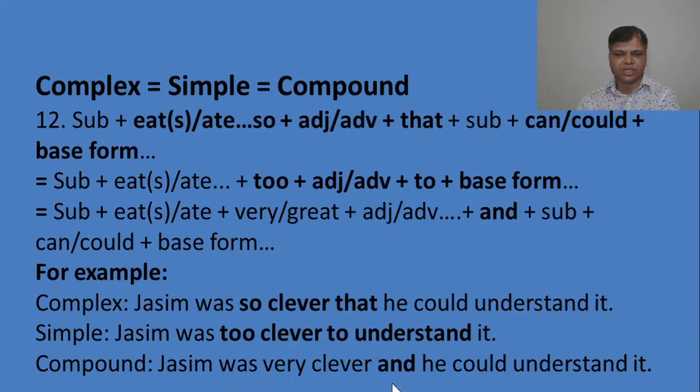And if you want to make it a compound sentence, instead of so we have to use very or great, and instead of that we have to use and, rest of the sentence. That is, we have to join two clauses: the independent clause, Joshim was very clever, and the dependent clause, he could understand it. Two clauses will be joined by a coordinating conjunction if you want to make it a compound sentence.